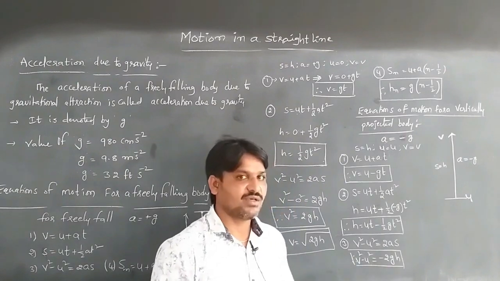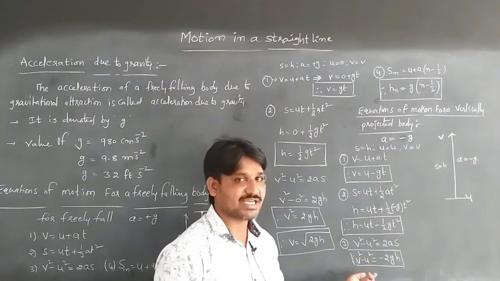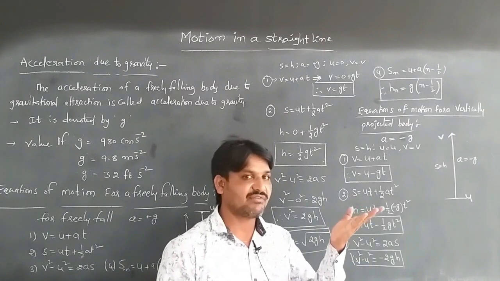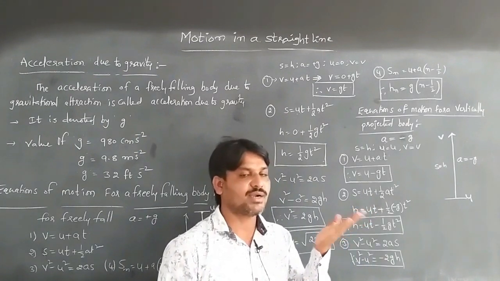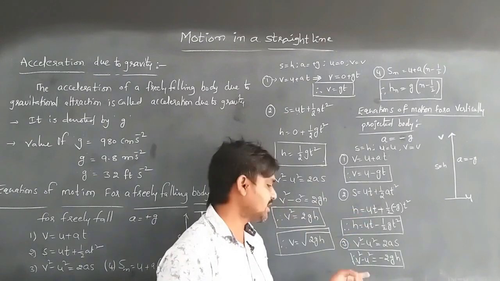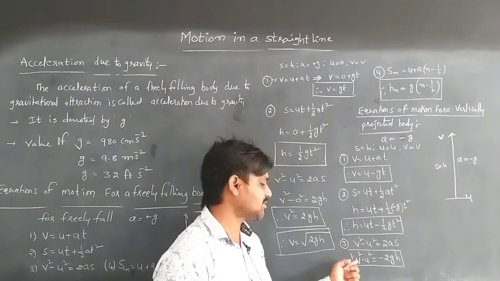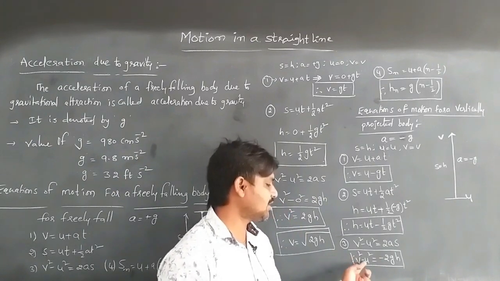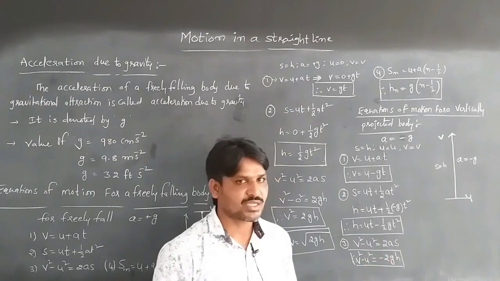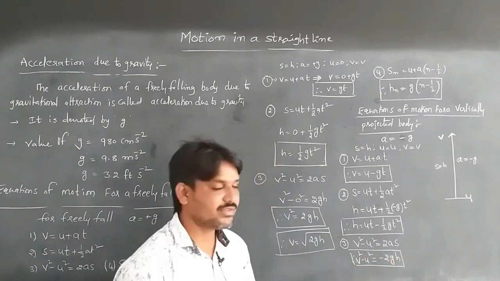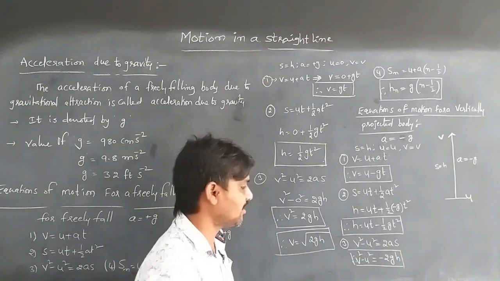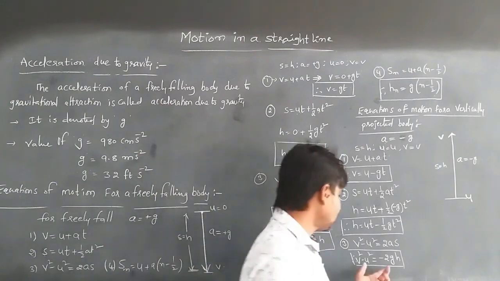Whenever the body reaches the maximum height, the velocity becomes 0, but not the acceleration. Whenever the final velocity becomes 0, we get u is equal to root 2gh. We will discuss that further in the parameters of a body. So here is the third equation.